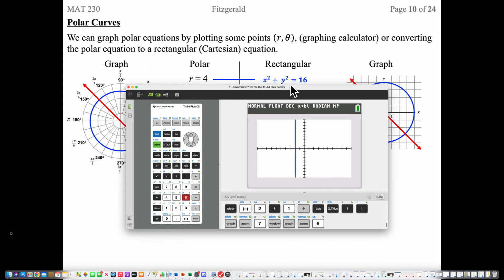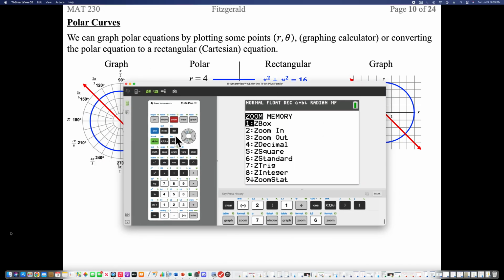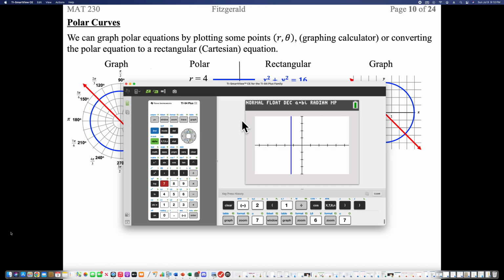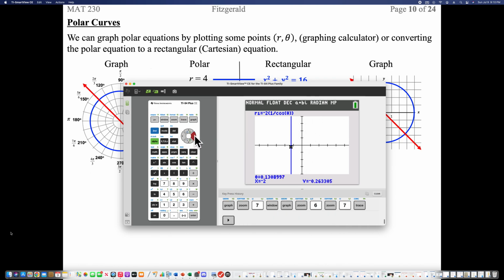Whoops, let me get my calculator back over here. Again, zoom 7. All right, test some values, trace. All right, x is -2, y is 0, trying to find some more values on my graph here. Notice my thetas, no matter what they are, they're always giving me x equals a -2. All the way around the circle.